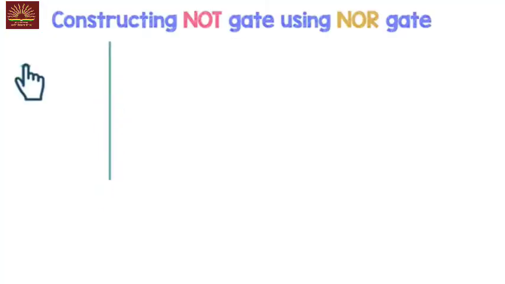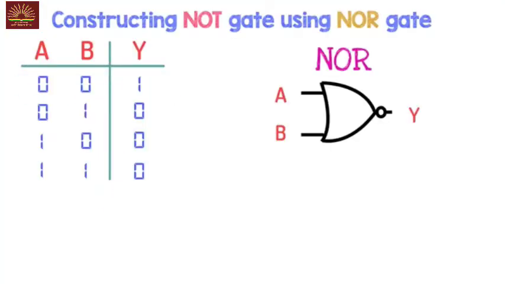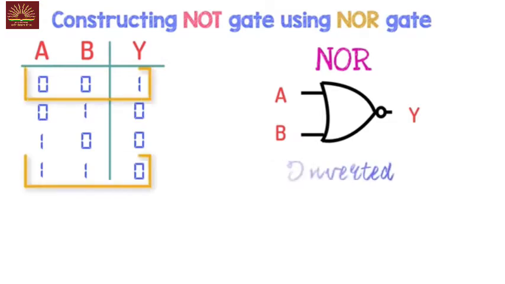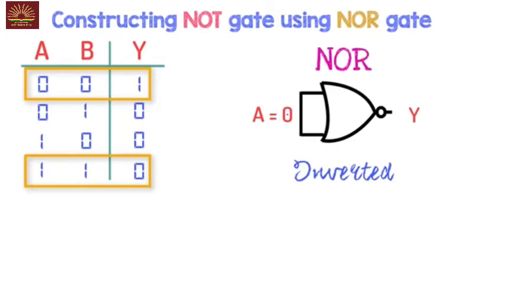Let's recap the truth table for NOR gate. NOR gate produces an inverted output for these two input combinations. Here both the inputs are at the same logic level. So we will short the two inputs of NOR gate. When the input is at logic 0, the output is 1 and vice versa. This is NOT gate constructed using a single NOR gate.